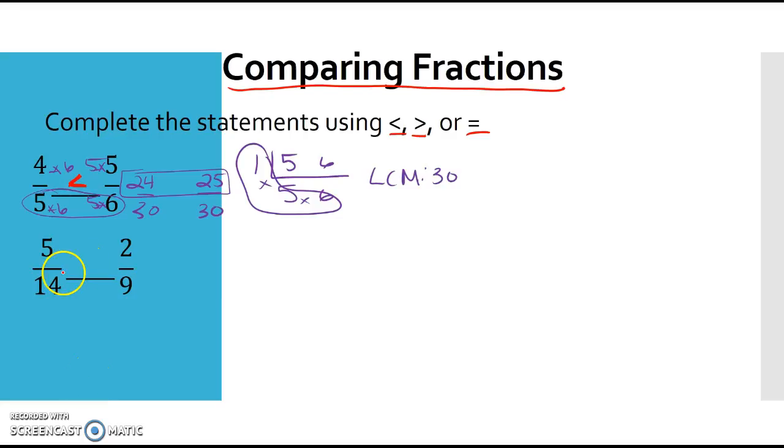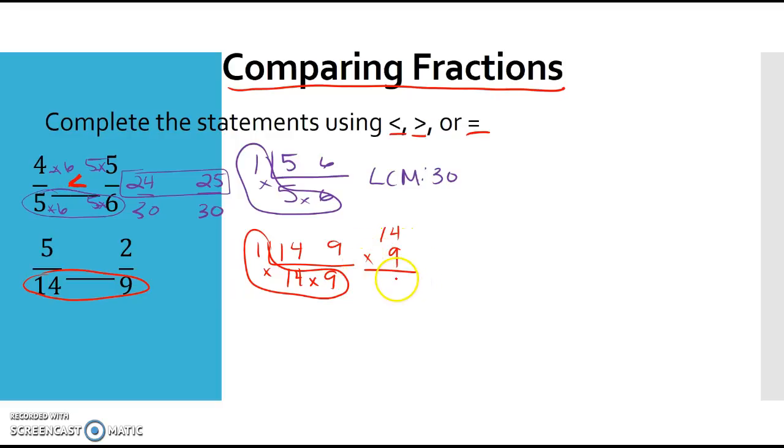5/14 and 2/9. So we're going to look at our denominators, 14 and 9, and see if there's anything that can go into both of those. And again, the only thing that can go into those two numbers is 1. So our least common multiple is 1 times 14 times 9. So 14 times 9 should be 126. So the LCM is 126. We're going to rewrite our fractions with that least common denominator.